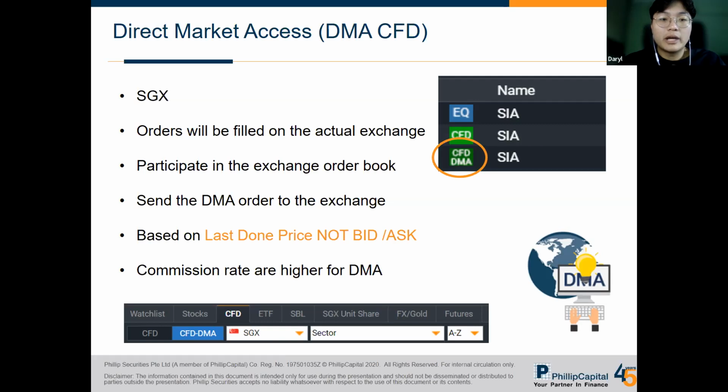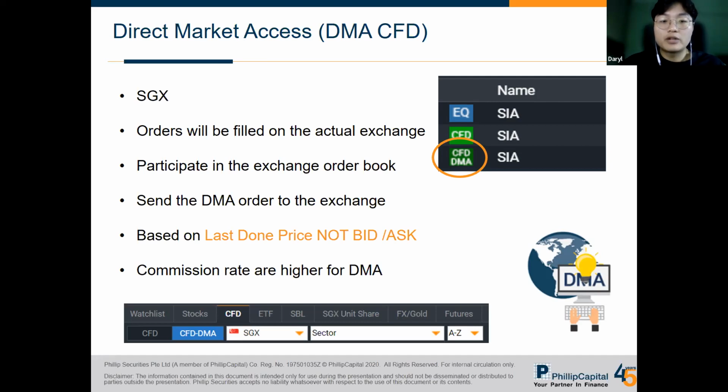We'll send the order to the exchange, and do note that this is then based on the last done price, not the bid ask price. At this point in time, you'll be thinking that DMA is actually better since it provides transparency and we'll be able to monitor it via the exchange. Yes, it is better, but for the transparency, we actually have to pay a higher commission rate.